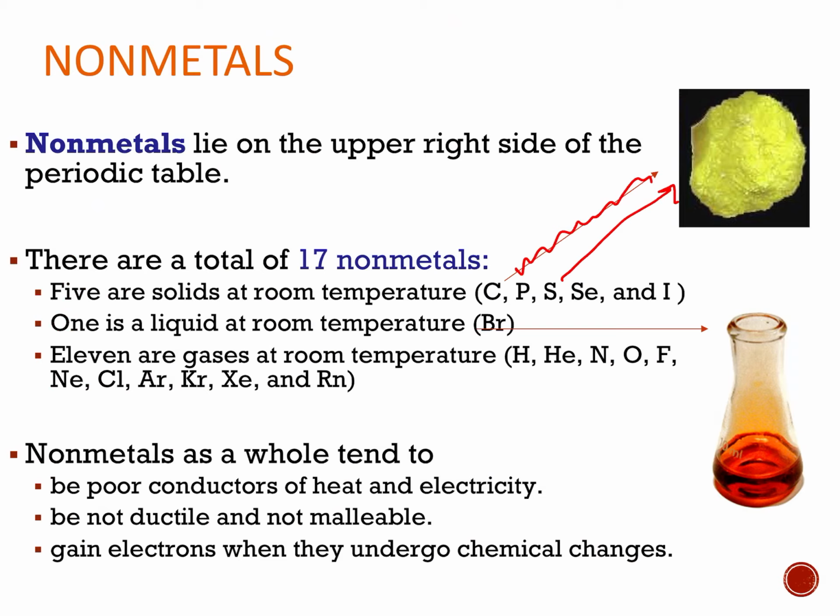And then as a whole, back to this, nonmetals tend to be poor conductors of heat and electricity. We often think of them as insulators. So they don't conduct heat, they don't conduct electricity, they're not ductile, they're not malleable, and they tend to gain electrons when they undergo chemical changes. Essentially, this is totally the opposite of the metals. So if you remember all of the properties of the metals, you can essentially know all of the properties of the nonmetals because it's exactly the opposite.